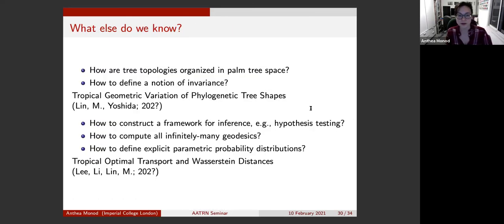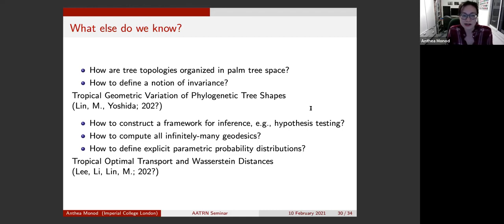Okay, so that was an overview. What else do we know? I'm wrapping up now because it's getting towards the end. In BHV space, remember we had this very nice construction where you assign an orthant to each tree topology. It's a very nice, intuitive organization of tree space. This is less intuitive in the tropical version.